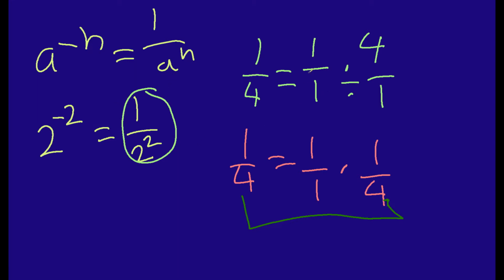That's what's happening. And we worked it out right here, because 1 over 2 to the second is the same thing as 1 over 1 divided by 4 over 1. That's what we're doing here. And when you work that out and when you multiply, you get the same answer. That's what's happening.